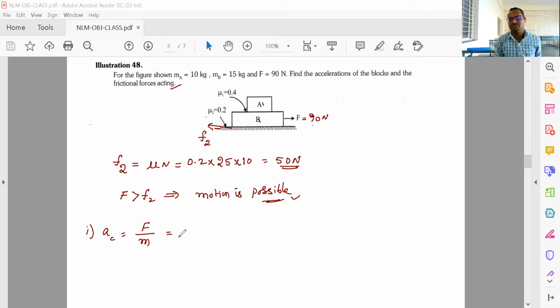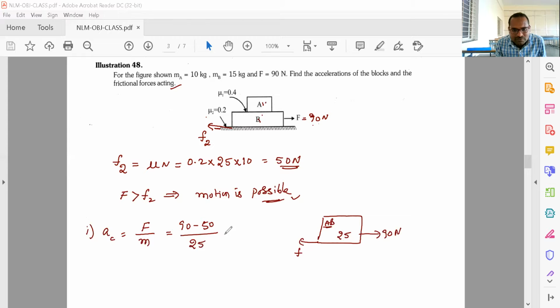Pulling force, how much here? See, you draw the FBD. I am drawing blocks A and B together. Total mass is 25 kg. On this side 90 Newton force is acting, that is the applied force, and on the other side frictional force is acting. So net force is applied force minus frictional force. Frictional force is 50 Newton, divided by mass 25. So it is 90 minus 50 is 40.